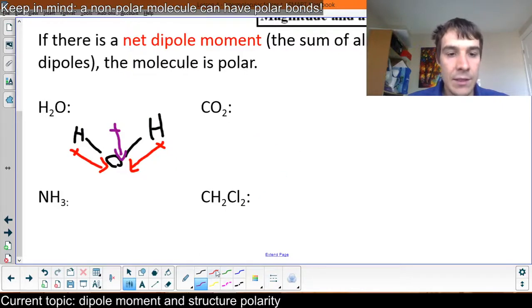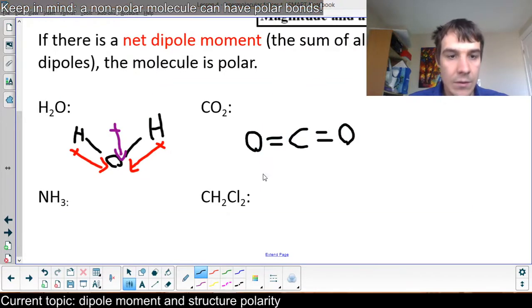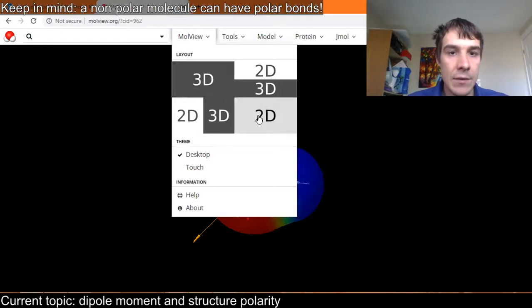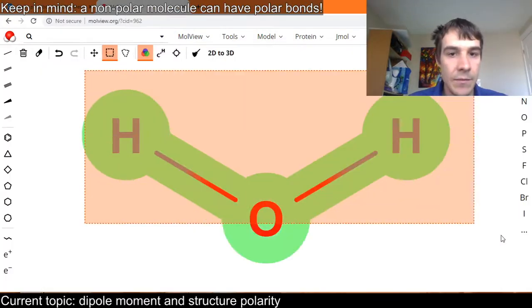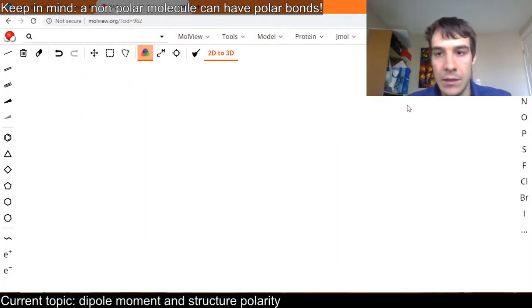Compare that though to CO2, which looks like this. We go back to this and go back to 2D. Let's make some CO2. Delete carbon.